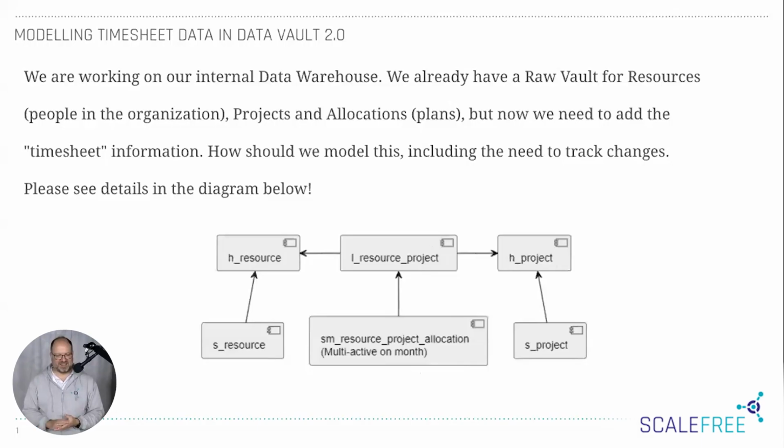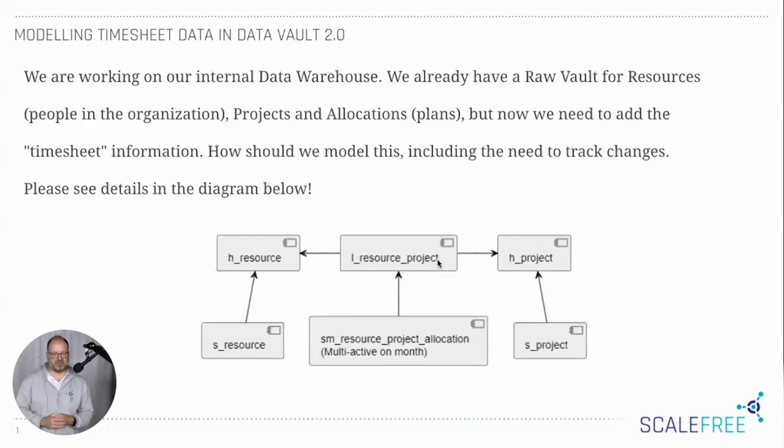So I have my stack essentially. Okay. So we received one question. Let me just share my screen here. So this is about modeling timesheet data essentially. And they're working on a data warehouse and they have a raw data vault already for some resources, people, projects, and allocations. So that's the model down here essentially. And now, you see the resource hub, some satellite, the project hub, some satellite, and the link, that's the resource allocation essentially for the project.